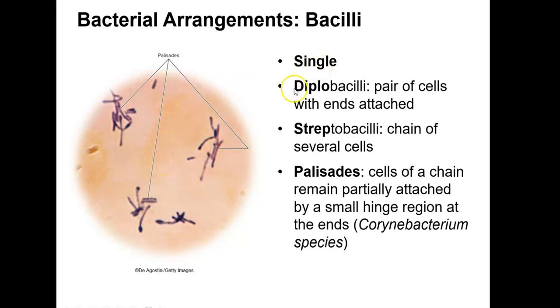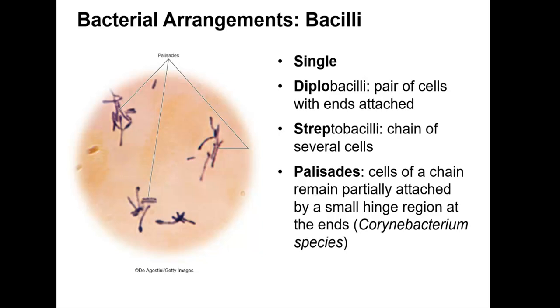Now, with the bacilli, we can also use the same types of prefixes where we can have a single bacillus or we can have diplobacilli, two of them joined end to end, where they would be attached to each other. Or you can have a chain of them, and that would be a streptobacilli. And we don't really use the term staph for the bacilli because of that irregular cluster. Instead, they use the term palisade.